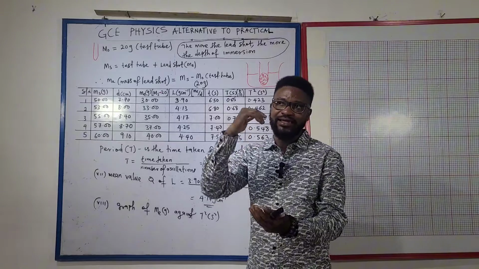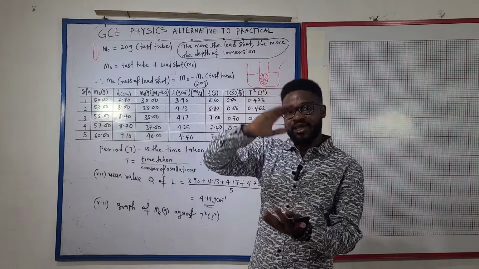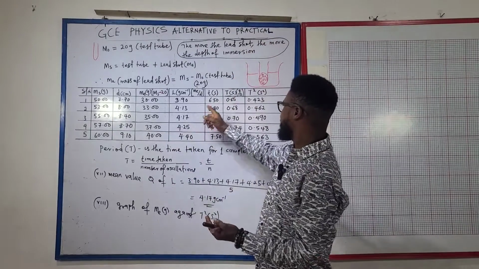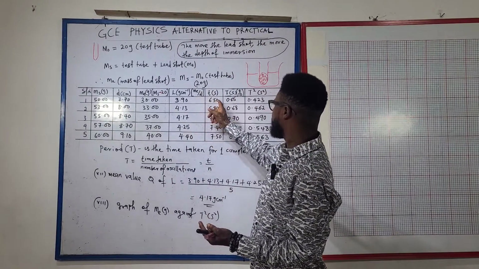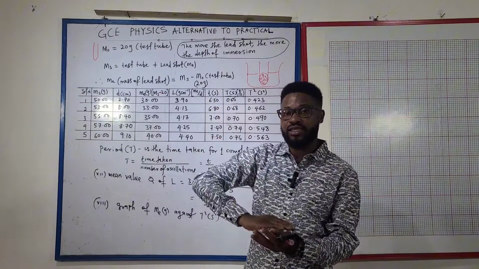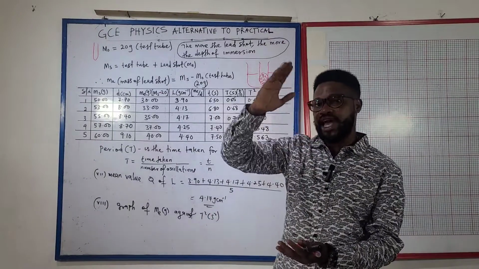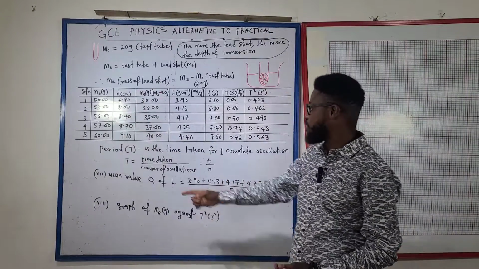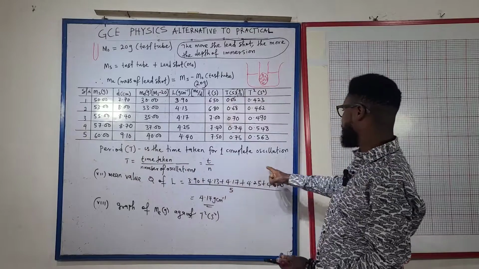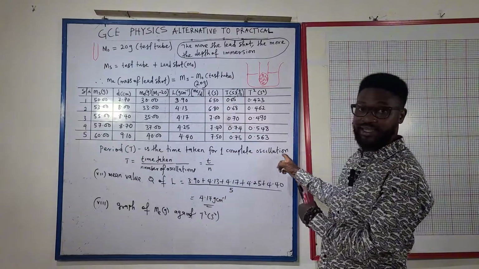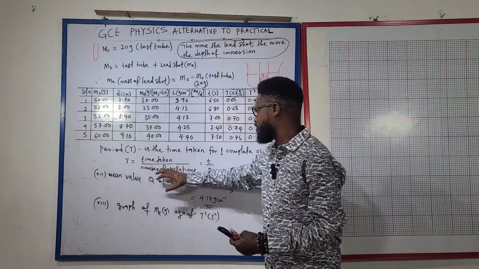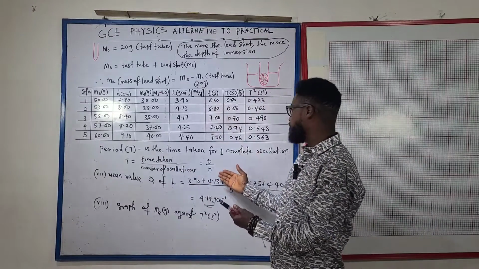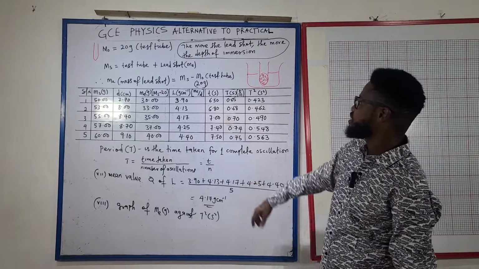Take a look at it again. Think about it. Something was allowed to oscillate 10 times, and let's say it takes, for the first reading, 6.50 when the oscillation was allowed 10 times. Then it means for one oscillation, that must be 6.50 divided by 10. And that's why we say period is the time taken for one complete oscillation. So that's the time taken divided by the number of oscillations. In this case, that is 6.50 divided by 10, and that's why we have 0.65. That's why I put it here.